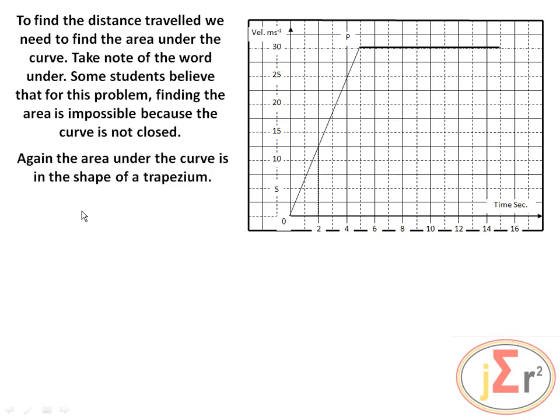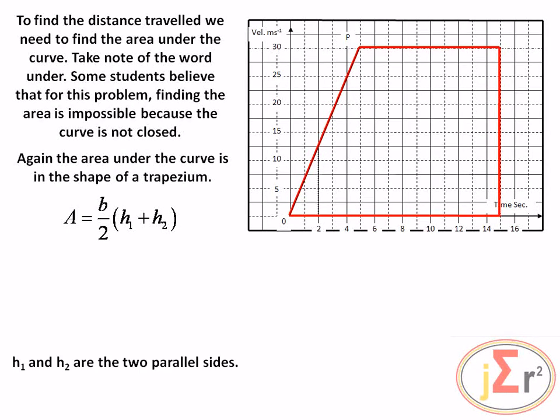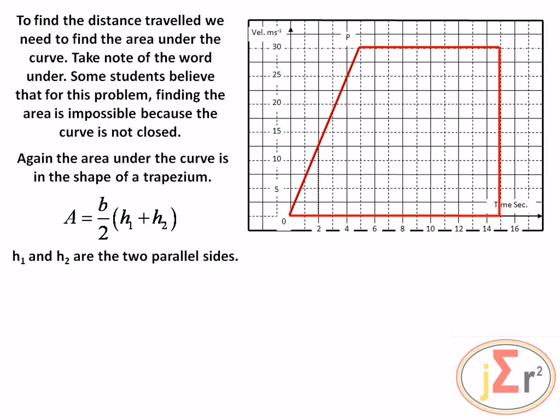Again, the area under the curve is in the shape of a trapezium. Right, and the area of the trapezium is given again. The formula for that area is given again. And of course, H1 and H2 are the two parallel sides, and we identify them. And of course, the perpendicular distance between the two parallel sides is the value of B.